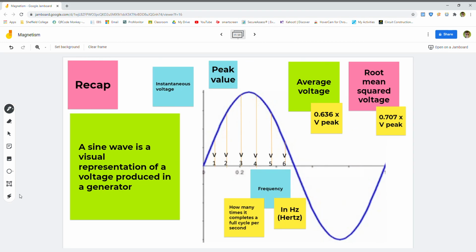So just to recap this then. A sine wave is a visual representation of the voltage produced in a generator. We have got our average voltage and our root mean squared voltage and the calculations that go with them, so you need to remember those. Our peak value, which is the absolute top of the value generated on the positive cycle. Our instantaneous voltage, which is just us taking a reading at any given moment. And the frequency, which is the amount of times it completes a full cycle every second, and this is measured in hertz.